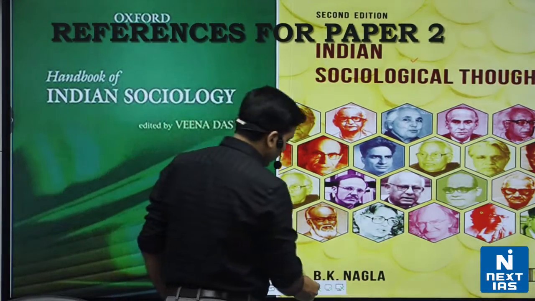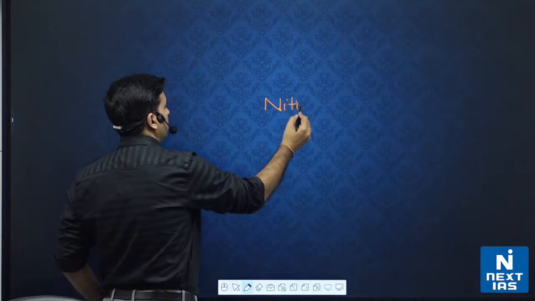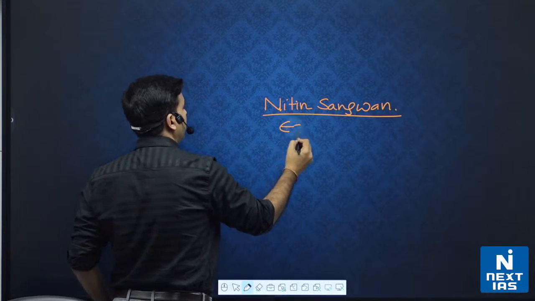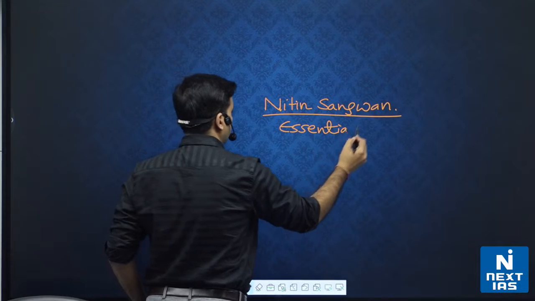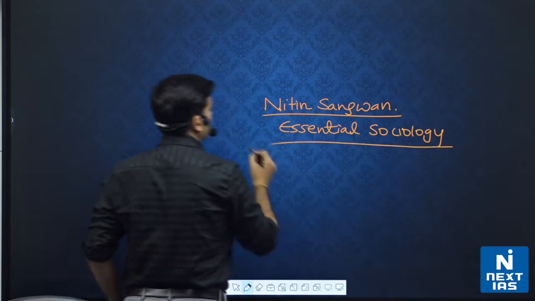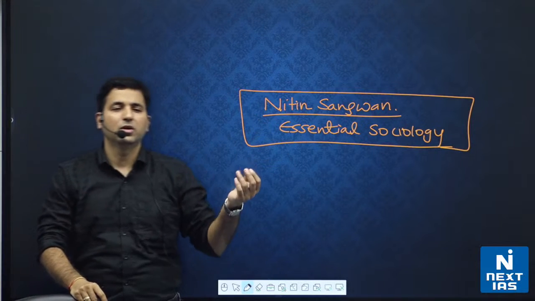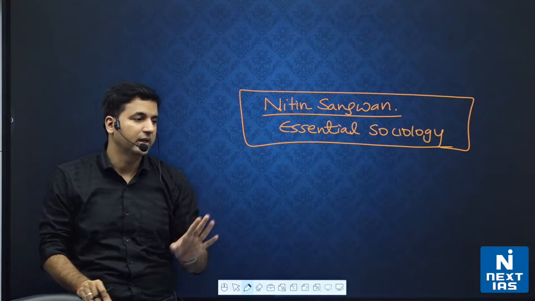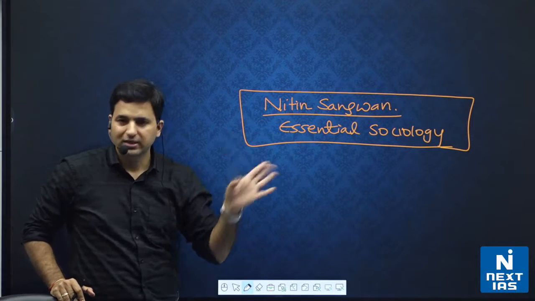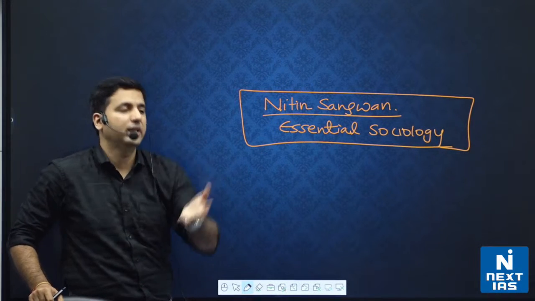And lastly, you can always, for revision, have a book called Essential Sociology by Nitin Sangwan. But that you should read after completion of your earlier books. This book is good for revision and notes making. It is to the point and very precise. Maybe in the first reading you will not understand anything because it precisely writes those contents and topics which you have to write in the examination.